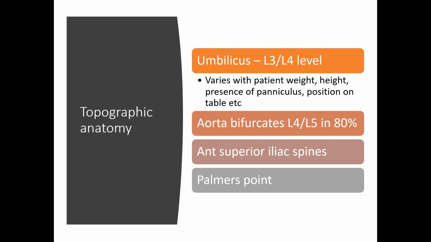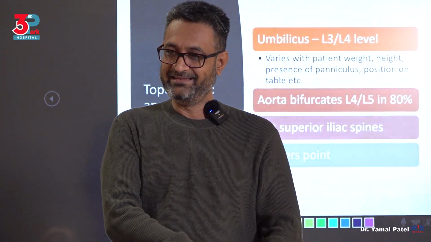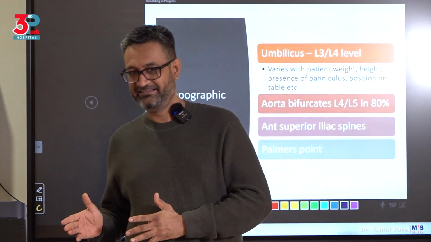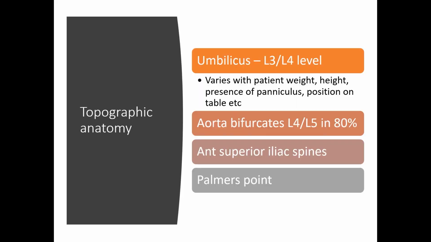The aorta bifurcates around the L4, L5 level in 80% of the patients. So you see, you have the umbilicus and the aorta is here. So if you are doing that, you're aiming for the aorta. Unless you know what we discussed when I taught you on how to enter, you're aiming for the aorta and the IVC that is just to the right of it. Okay? You have to know the anterior superior iliac spine levels, and we discussed Palmer's point and other things.